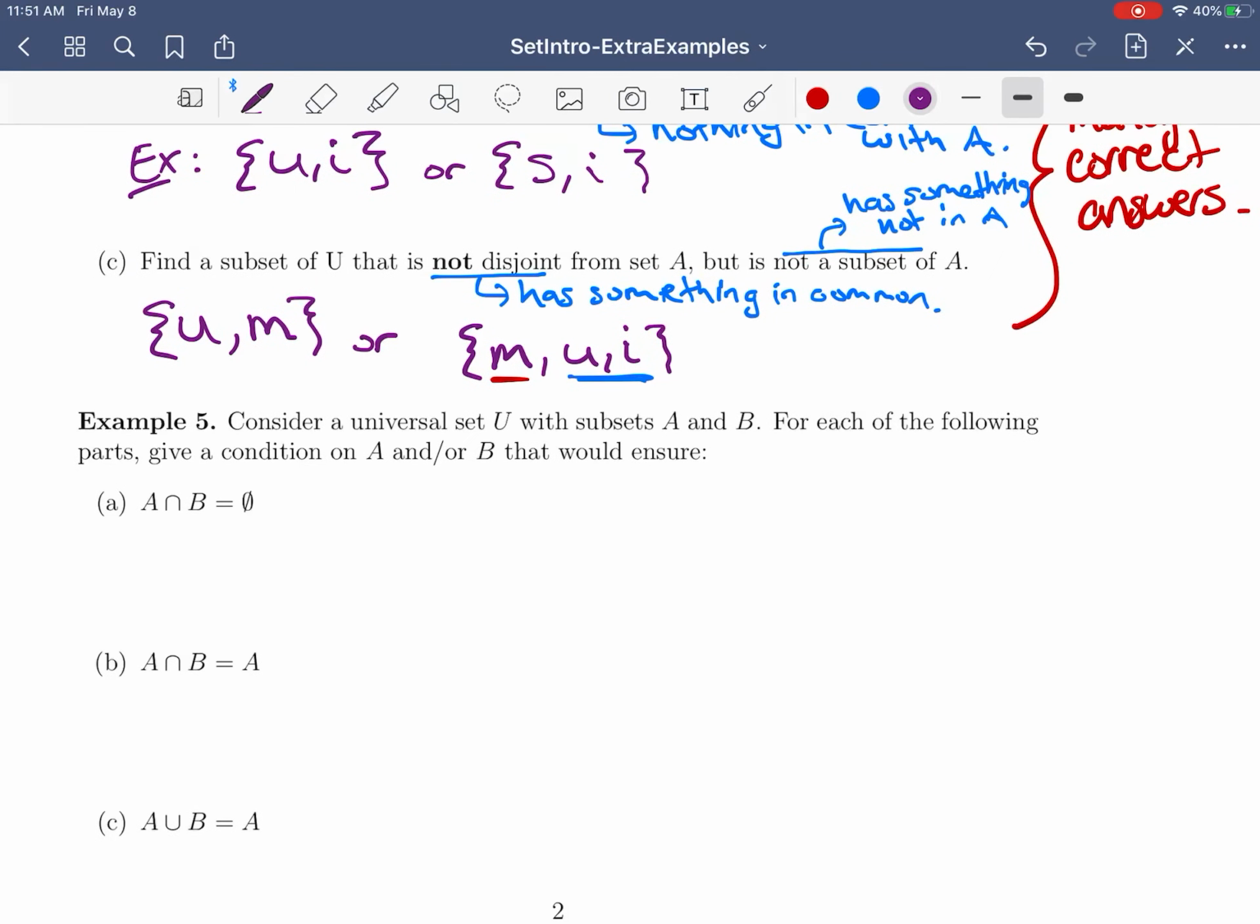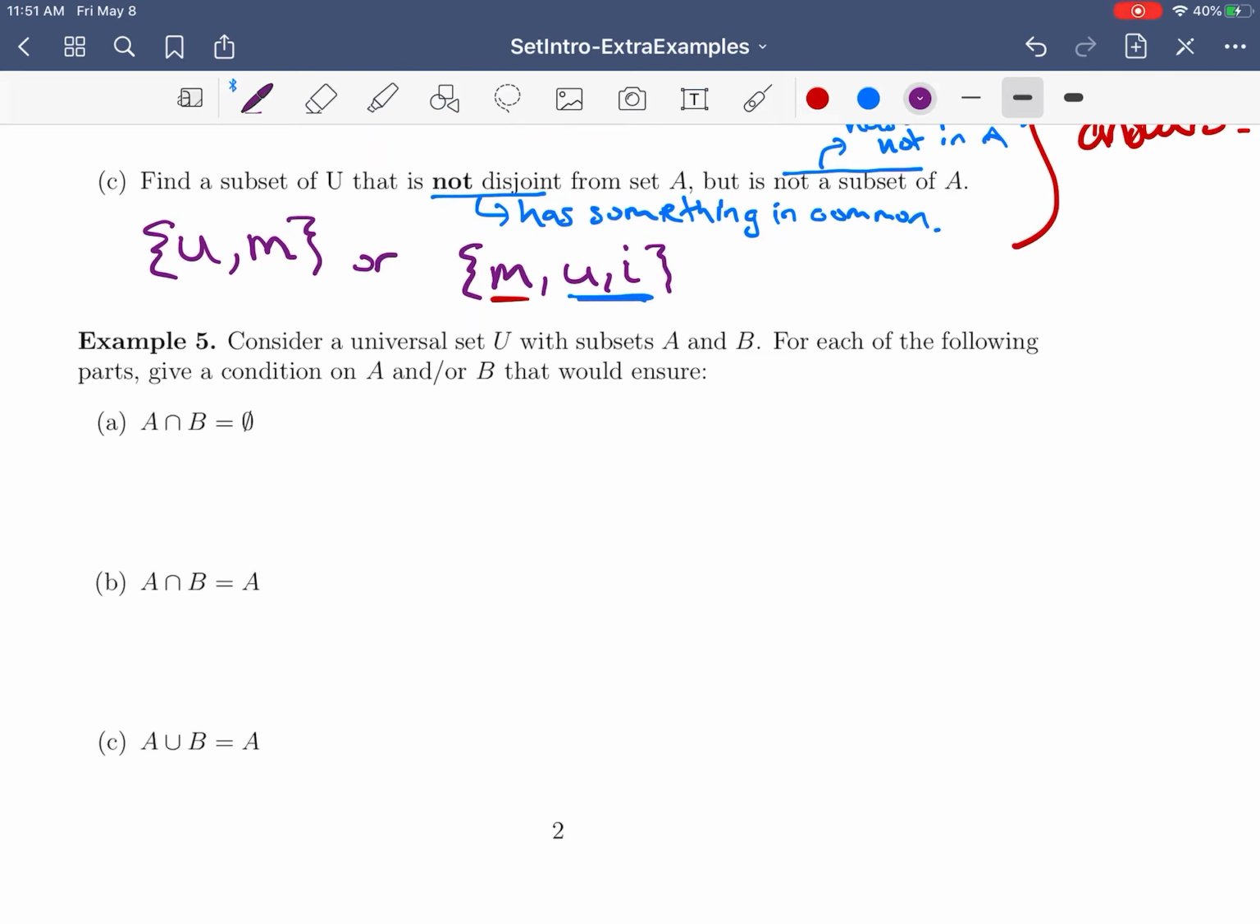Okay, lastly, so let's say I have a universal set U and subsets A and B. We want a condition that would ensure, for first of all, A intersection B is equal to the empty set. Now this condition is kind of the definition. I just put it in here sort of to remind you. So when A and B, the intersection is empty, this means that A and B are disjoint sets. Okay, so that's sort of a condition.